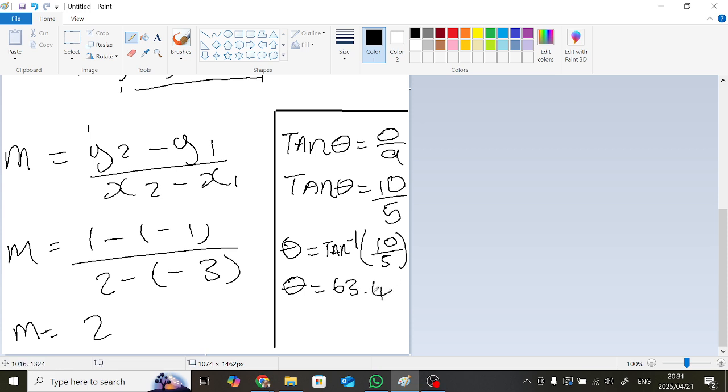So theta is equal to 63,4. Just to recap, to find the angle of inclination, theta is equal to the inverse tan of the gradient. You can see that 10 divided by 5 is equal to 2. So all you have to do is just find the gradient and then get the inverse tan of the gradient, right?